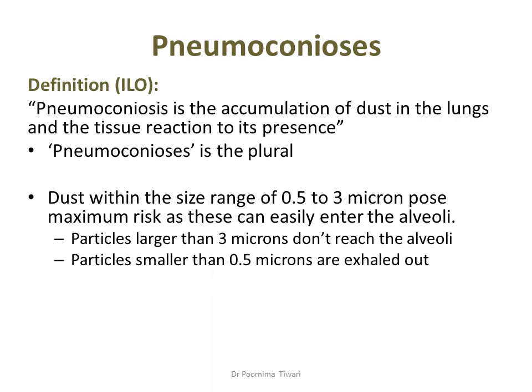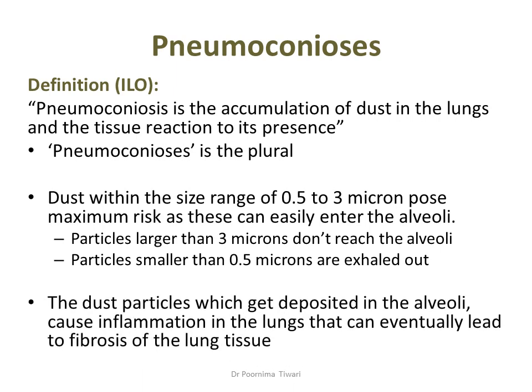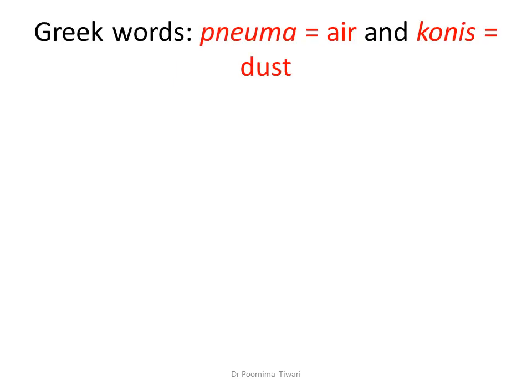on the alveoli. Dust particles which do get deposited in the alveoli cause inflammation in the lungs because they are foreign bodies. And this inflammation can eventually lead to fibrosis of the lung tissue, thereby destroying the alveoli, which are replaced by fibrous tissue. Pneumoconiosis is derived from the Greek words pneuma and conis.